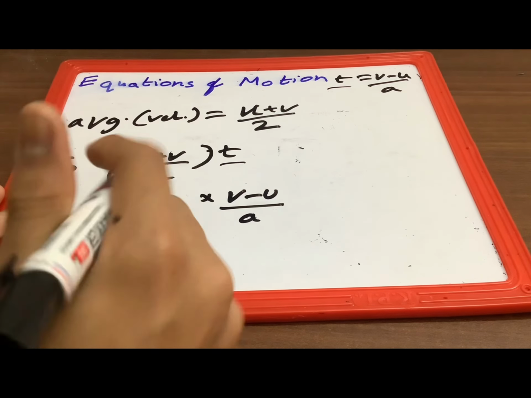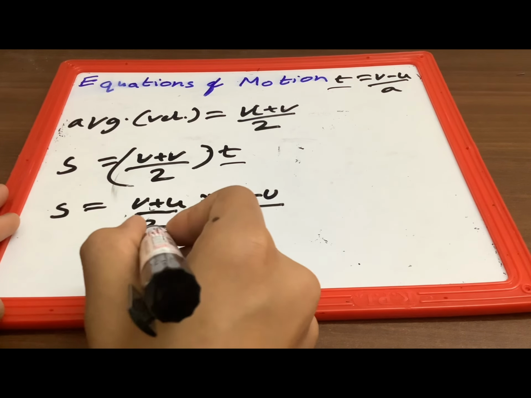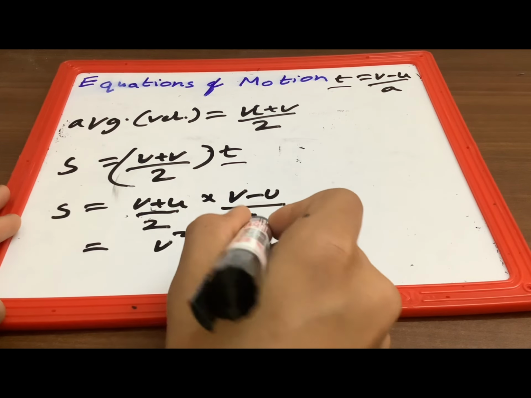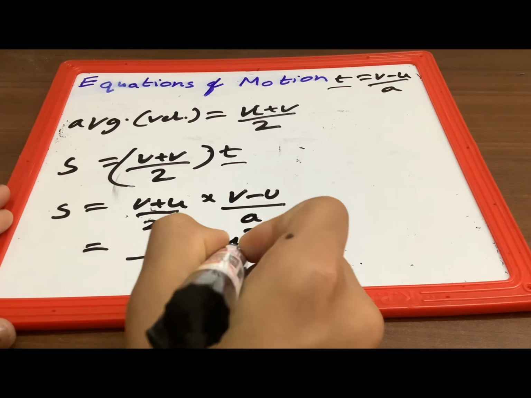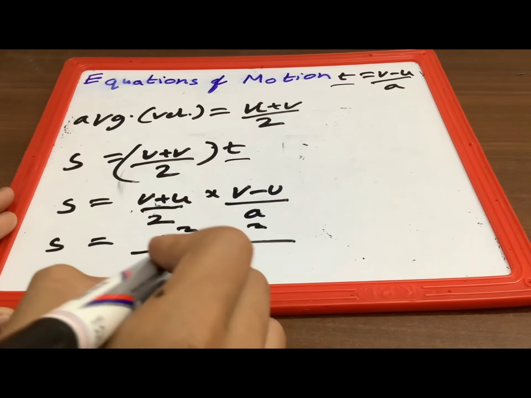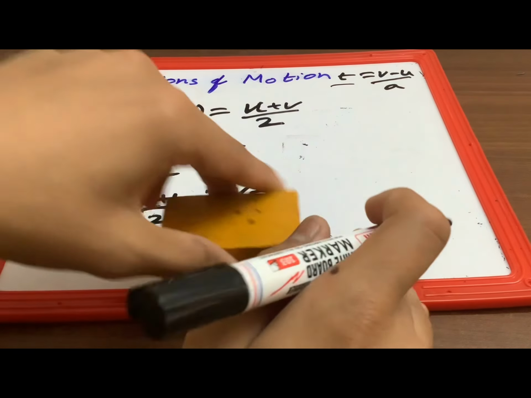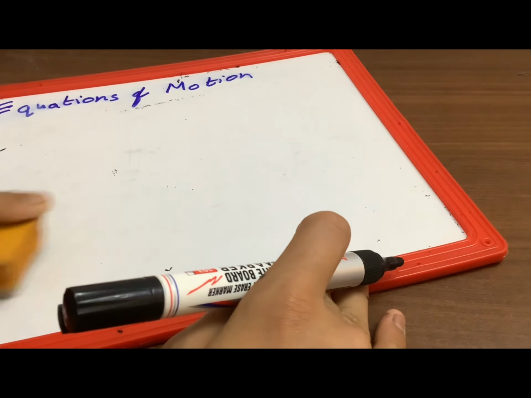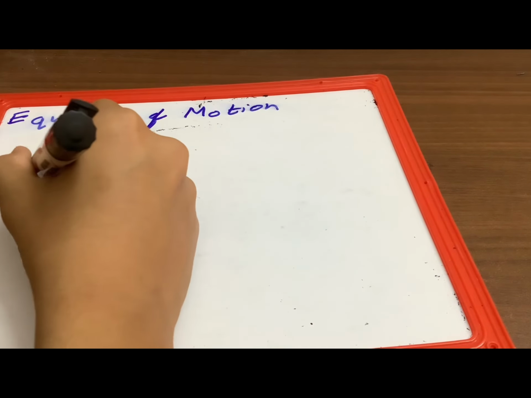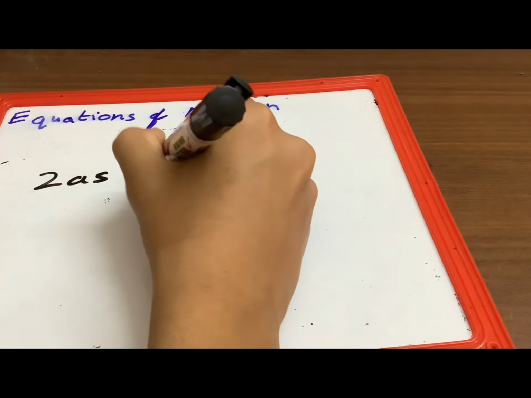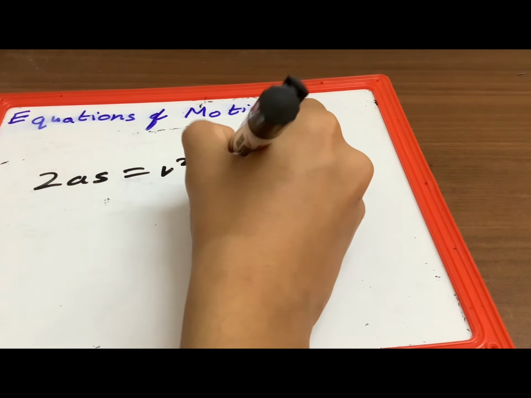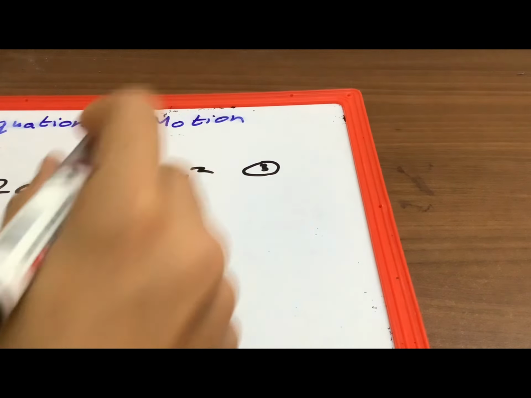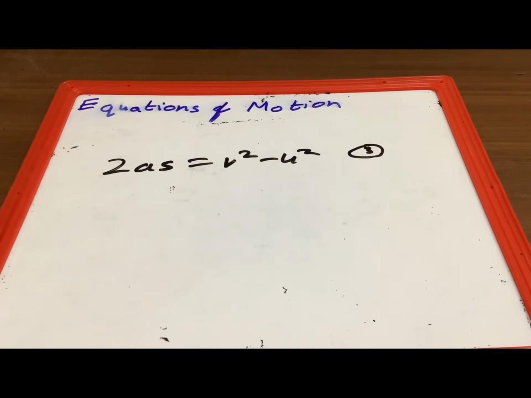So this becomes v square minus u square over 2a, and this is s. Now simply moving this up to the other side, we get 2as equal to v squared minus u squared, which in fact is our third equation of motion.